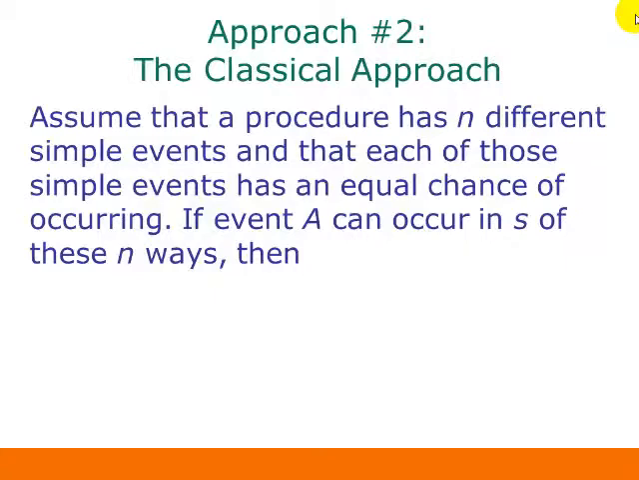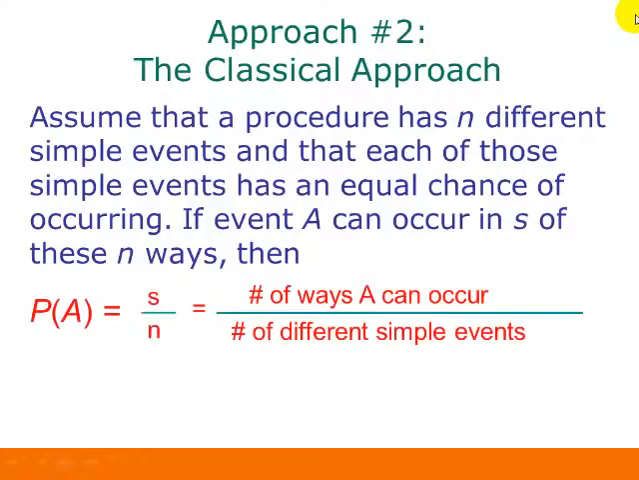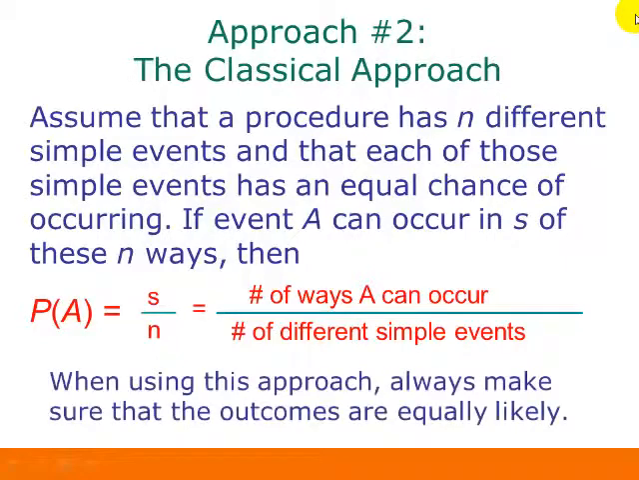So in this situation, if event A can occur in s of these n ways, then our probability is s over n, or in other words, the number of ways that A can occur divided by the number of different simple events in our sample space. Again, if we're going to use this approach, we have to make sure that the outcomes are all equally likely in our sample space.